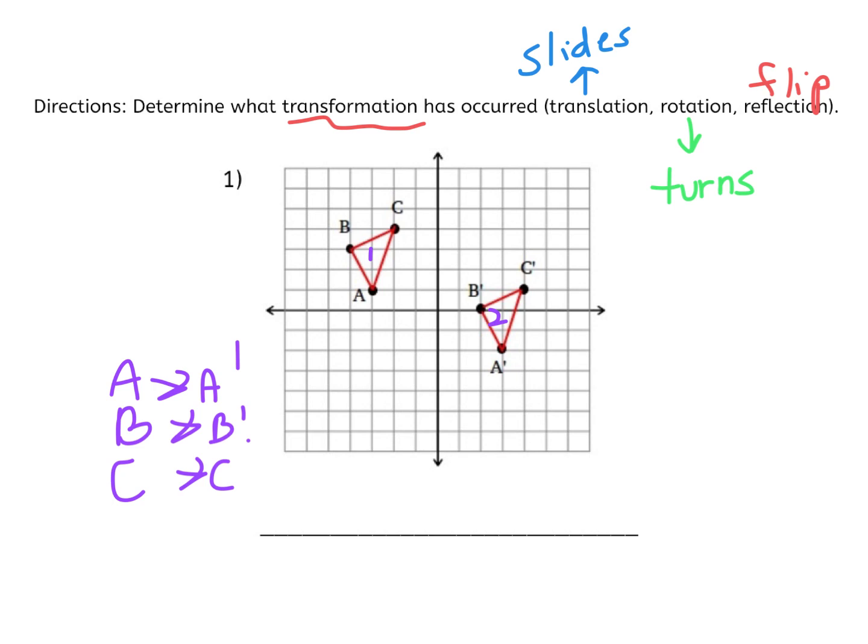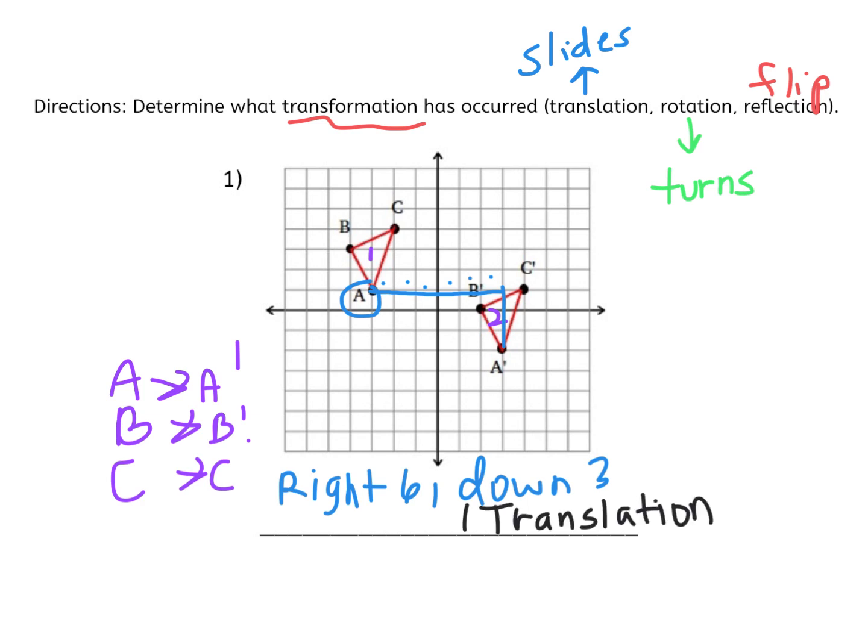It looks as if I just focus on one point, if I'm just going to focus on A, it looks like it went to the right and then down. 1, 2, 3, 4, 5, 6. It went to the right 6 and then down 3. So when a figure just moves to the right or left and up or down, that is a translation. Okay, so number 1 is translation.